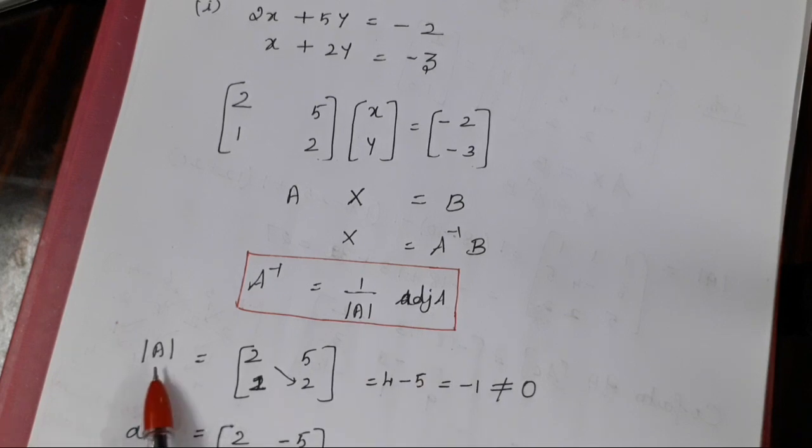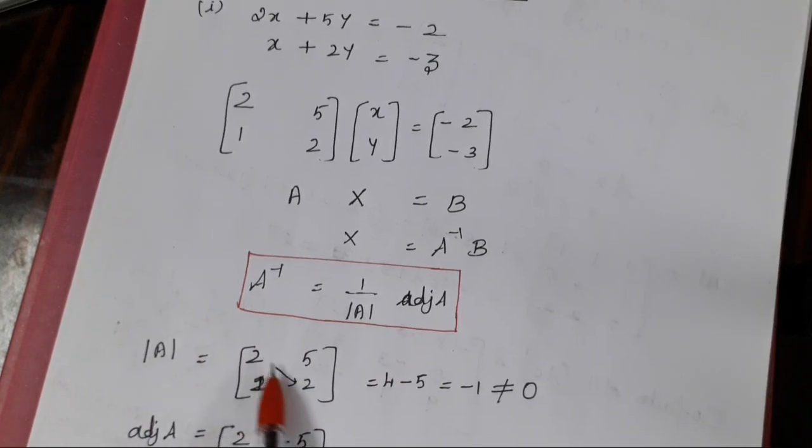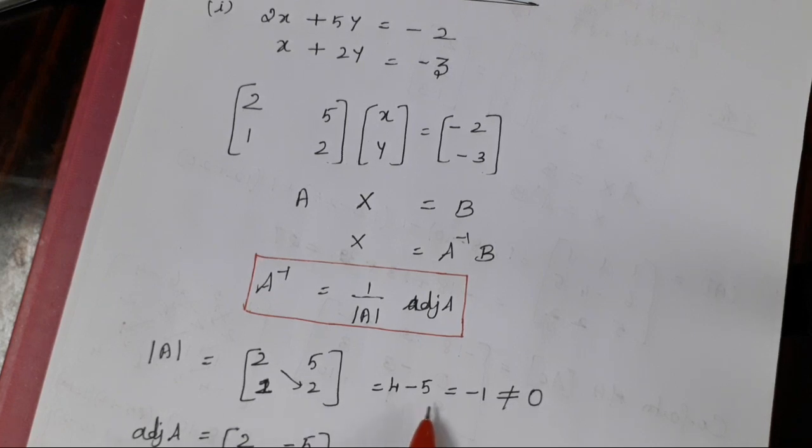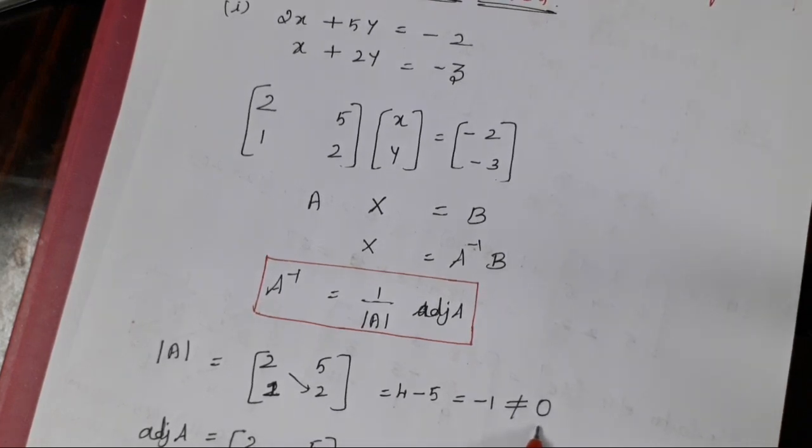How to find the determinant of A in a 2 by 2 matrix? What I told you, you multiply the downward minus upward. First you multiply the downward numbers: 2 2s are 4. Then 1 5 is 5. See the question. 4 minus 5 equal to what? Minus 1. That is not equal to 0.